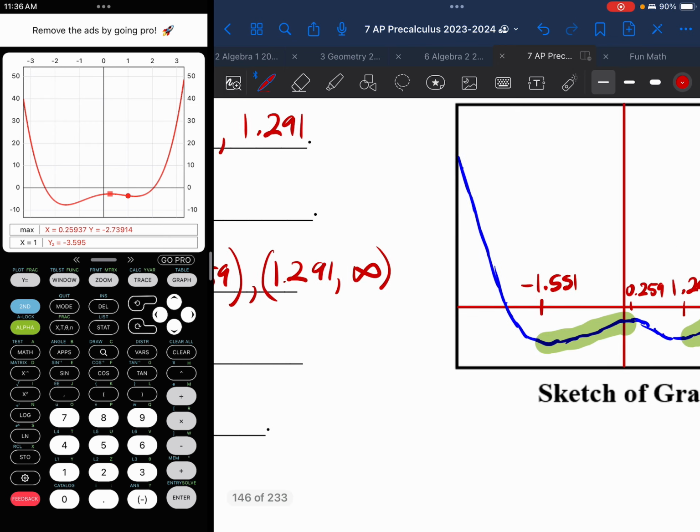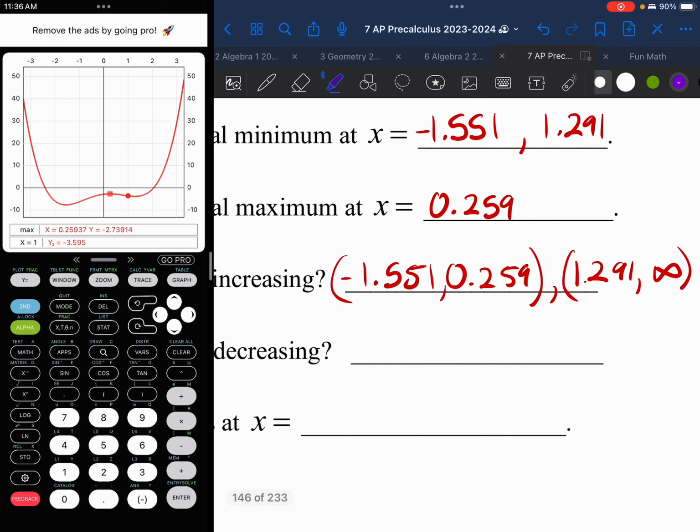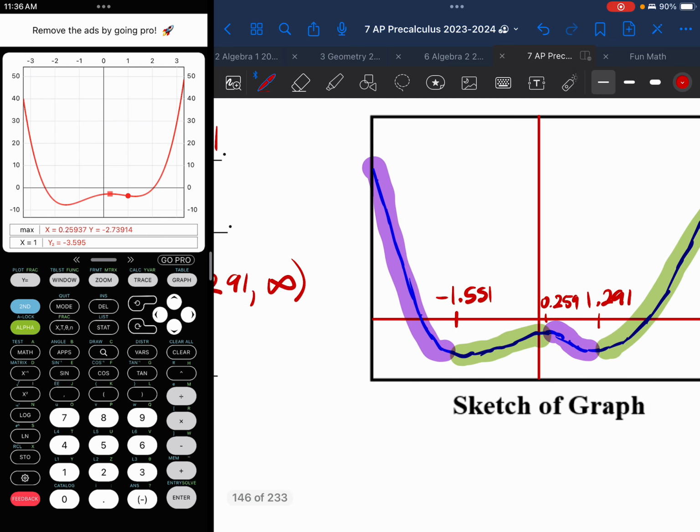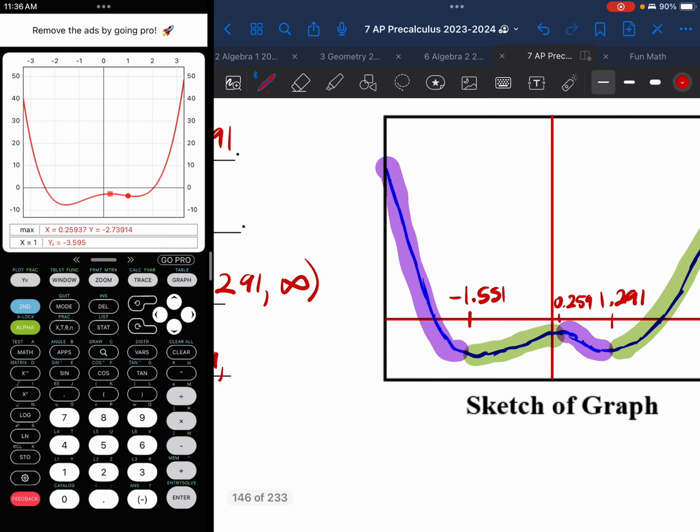Alright, so where are we decreasing? We can see over here with the highlighter that I'm decreasing all the way from negative infinity all the way to negative 1.551, along with from 0.259 to 1.291. So let's say that we want to go from negative infinity all the way to negative 1.551, and that next interval of 0.259 all the way to 1.291.